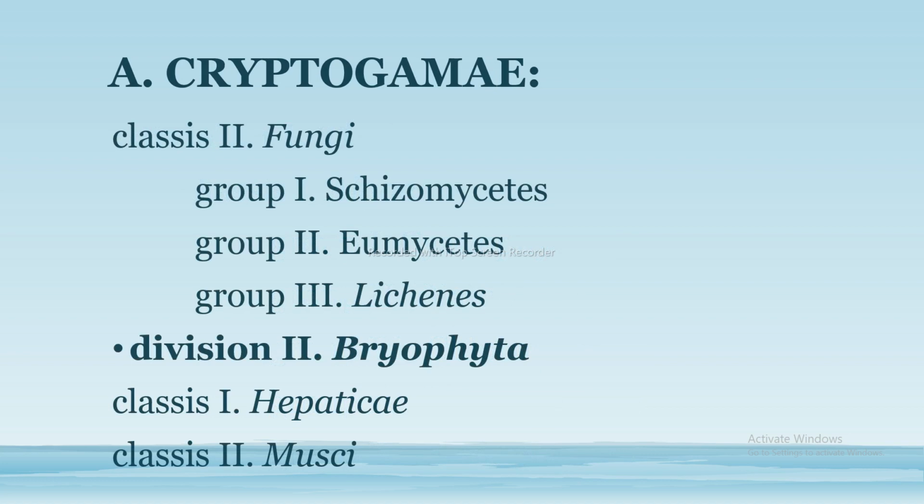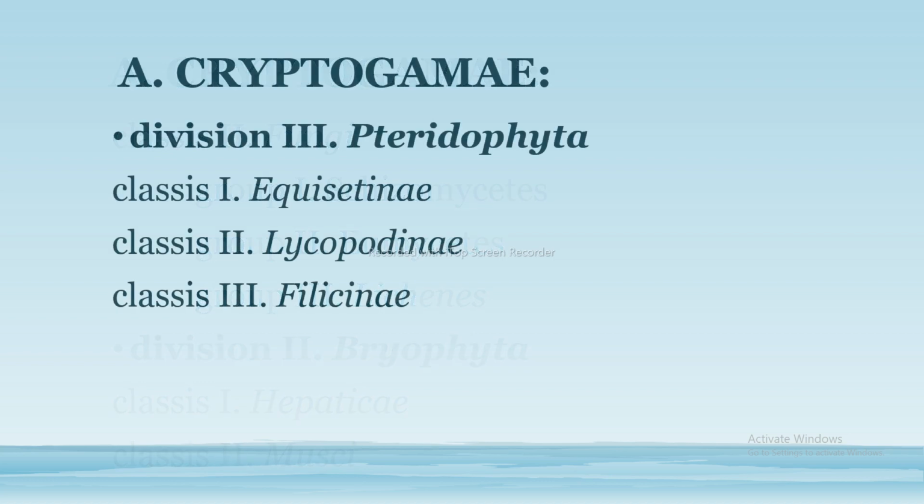Class 2 is Fungi, and Class 2, Fungi, is further divided into three groups. The first group is Schizomycetes. Second group is Eumycetes. Third group is Lichens. Division 2 is Bryophyta. Bryophyta is divided into classes. The first class is Hepaticae. Second class is Musci. Next division is Pteridophyta. Pteridophyta is divided into classes. The first class is Equisetinae. Second class is Lycopodinae. Third class is Filicinae.